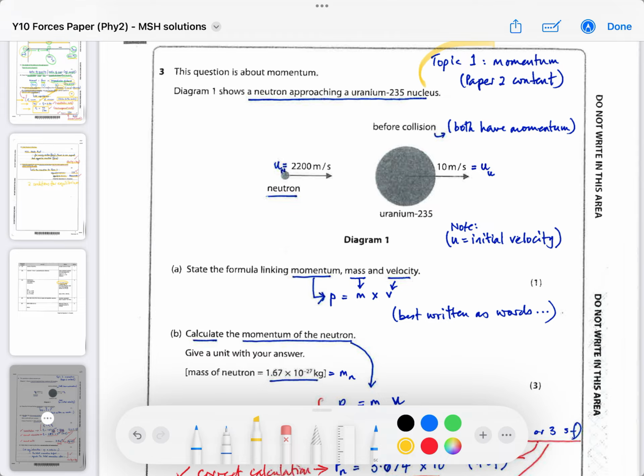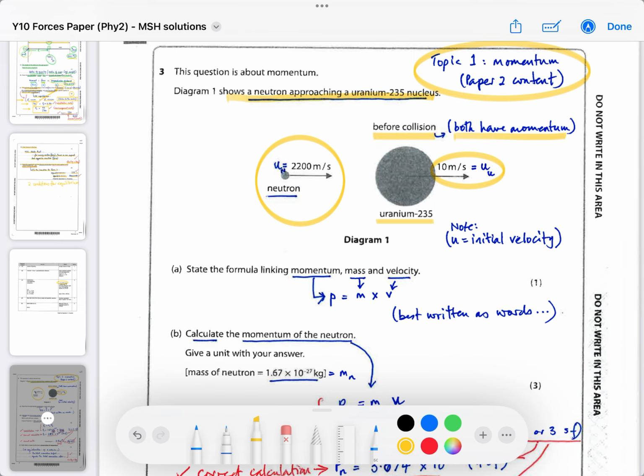And here is another question, which is paper 2 content only, and it is on momentum. It shows a neutron approaching a uranium nucleus. This neutron is traveling fast at an initial speed of 2,200 meters per second, and collides with a slow-moving uranium nucleus traveling at an initial speed of 10 meters per second. So this is before the collision.